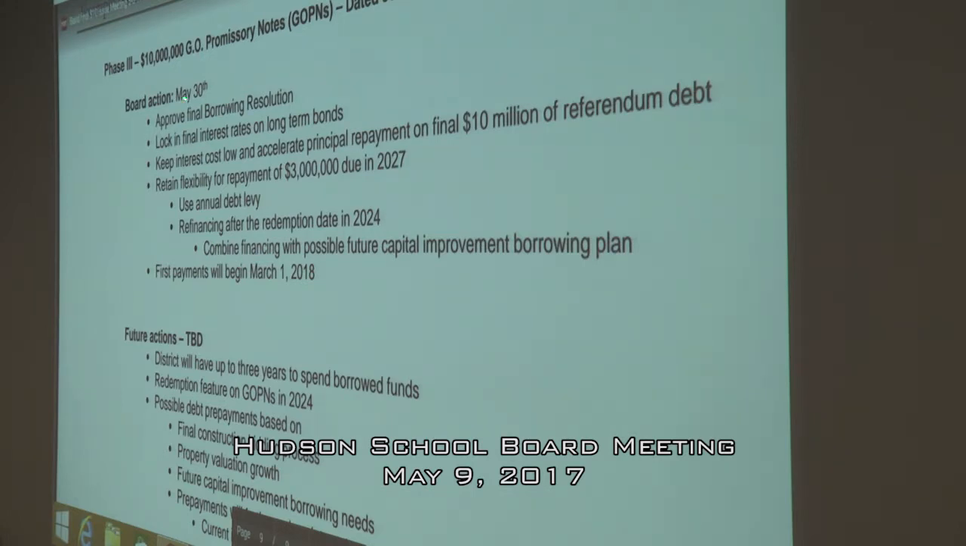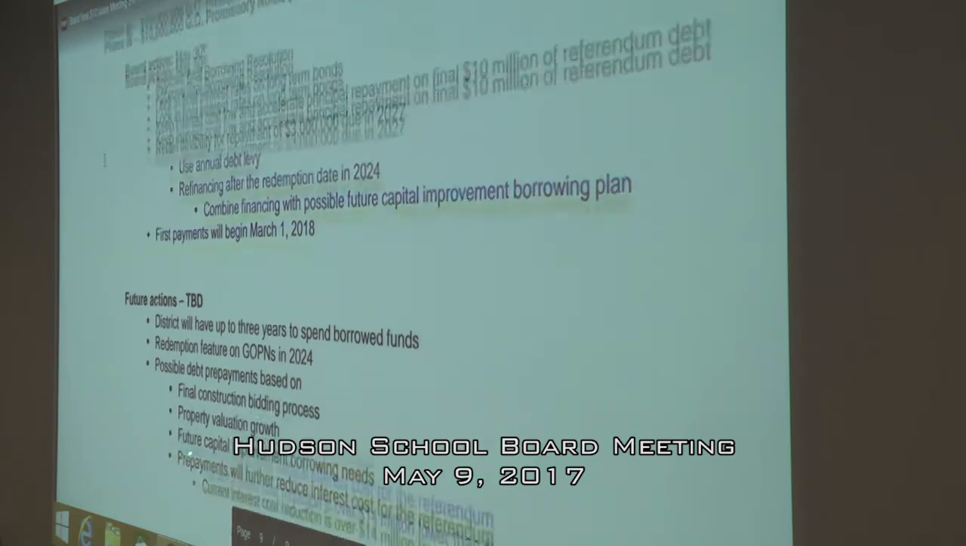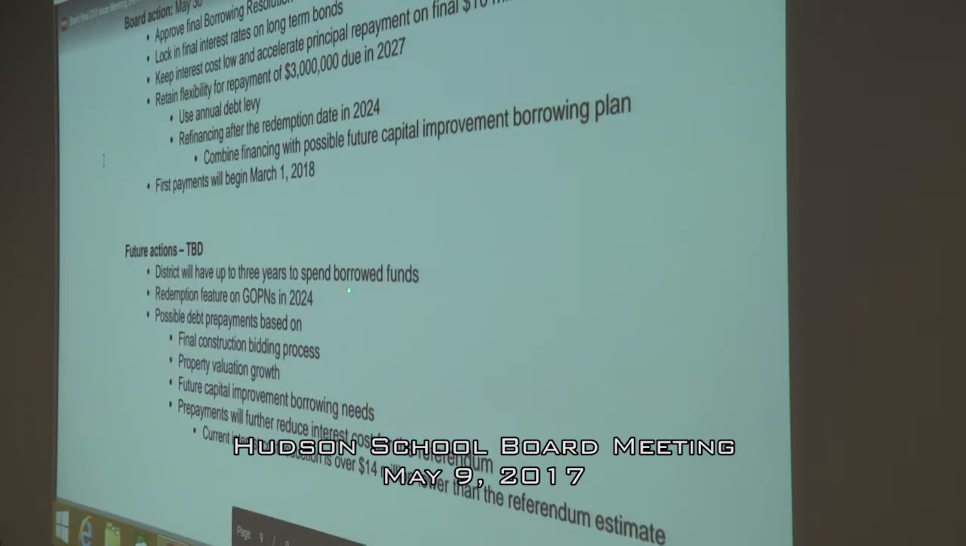And so on May 30th, we would have paperwork ready and rates locked in for board approval that night to finalize that remaining $10 million. And then we'd have a prepayment provision built into that issue so you can pay it down as your annual state aid variables and school levy variables allow. The payments would begin in 2018. You would have 3 years to spend this final $10 million, according to your spending plan.